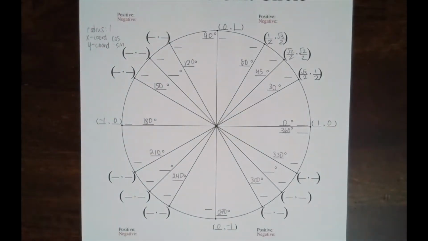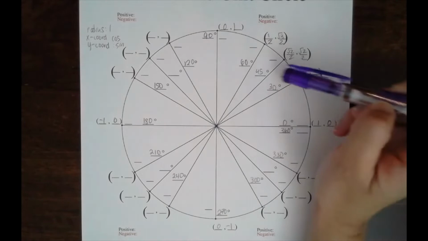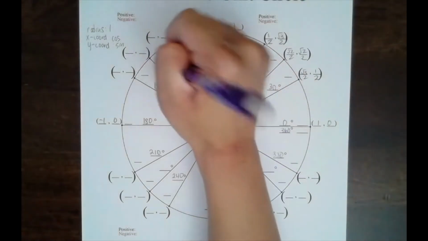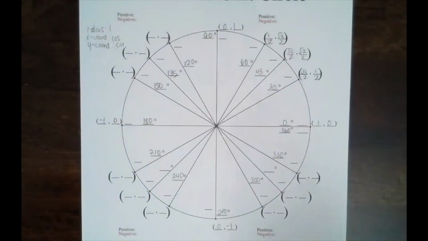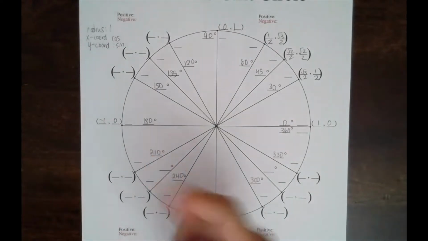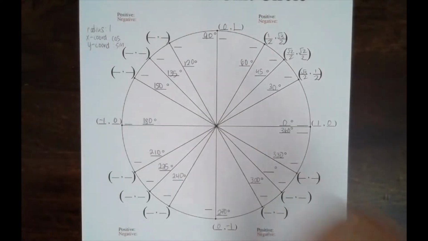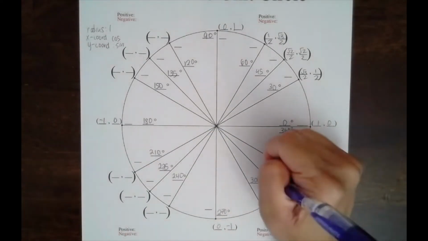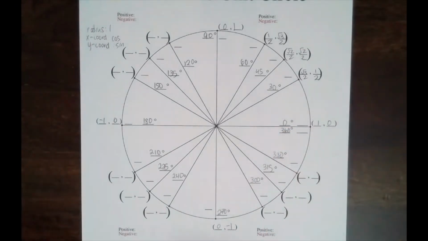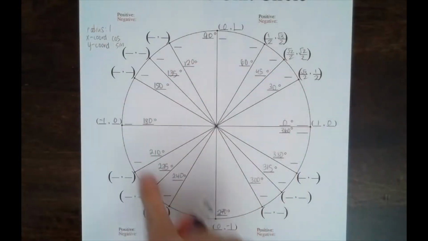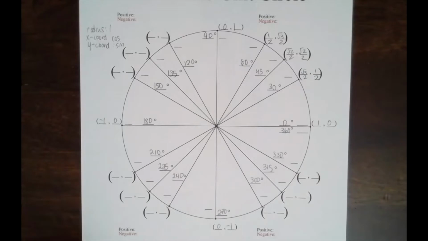And then also the multiples of 45: 45, 90, 135, 180, 225, 270, and 315. So all these angles here, you will need to know how to find the sine and cosine of these angles.